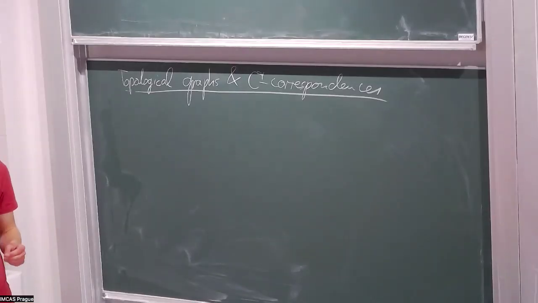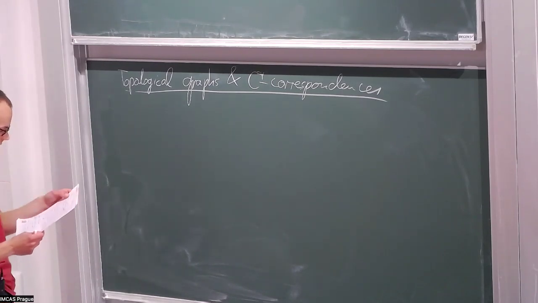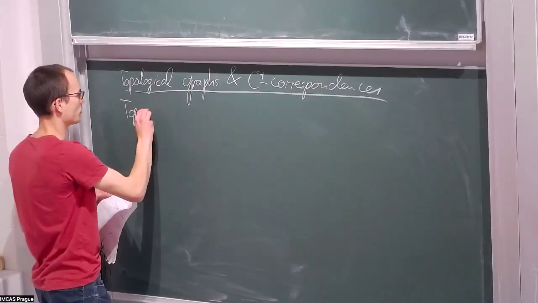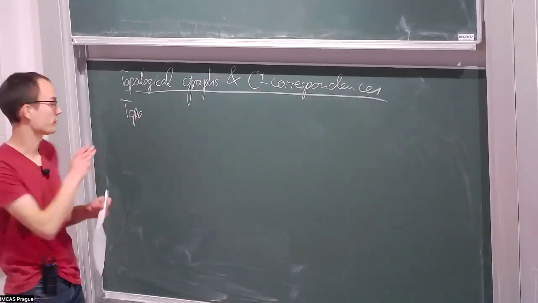Today's speaker is Aaron Kettner from here, and we'll talk about topological graphs and C-star correspondences. Thank you. That's indeed what I want to do. And I will start with telling you what topological graphs are.